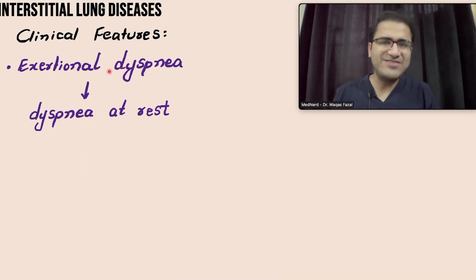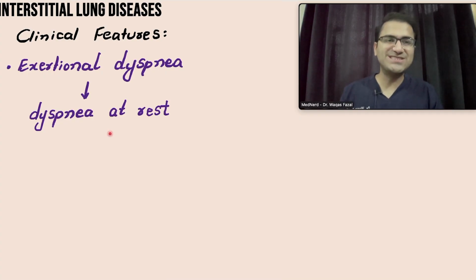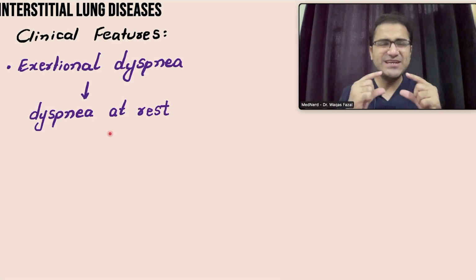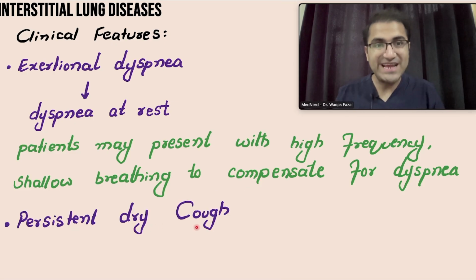Initially, these patients will have exertional dyspnea, and later on this dyspnea will also be present at rest. When you observe these patients, you will see that they have shortness of breath, and they will be taking short breaths, and taking breaths more frequently like this. So the patients may present with increased number of breaths and shallow breathing to compensate for dyspnea. So these patients will be taking rapid, shallow breaths again and again. There will be persistent dry cough.